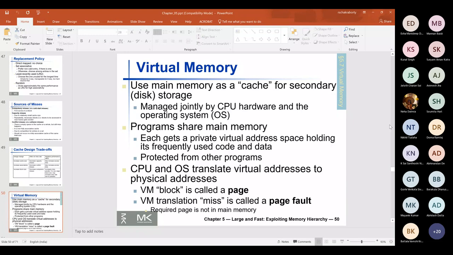Okay, so the virtual memory concept is similar, except that now the main memory itself will be treated as if it is a cache. It will hold a subset of the data or program binary that the hard disk is holding. It is managed jointly by the CPU hardware and the operating system.